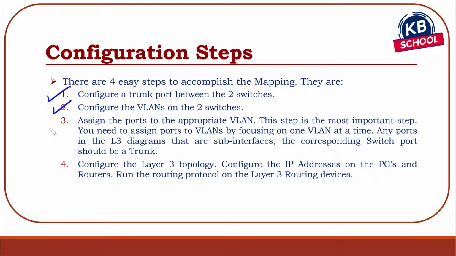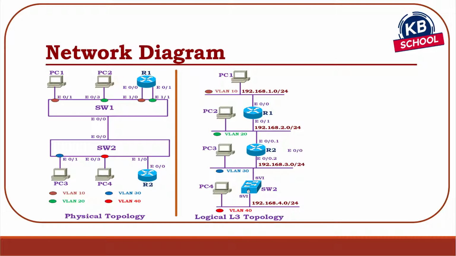So trunking and switching. Now this is the long step. Assigning ports to the appropriate VLANs. This is the one that I need to focus on one VLAN at a time. There's a whole bunch of this that needs to be done. So if you take a look at it over here on the diagram, the first thing I'm going to do is go to VLAN 10 and take a look at the 2 ports that are part of VLAN 10. I have PC1, which is this port, and R1E00 in VLAN 10. So I'm going to assign these 2 ports, E01 on switch 1 and E10 on switch 1, in VLAN 10. Once I've done that, the physical to logical mapping for VLAN 10 is done.